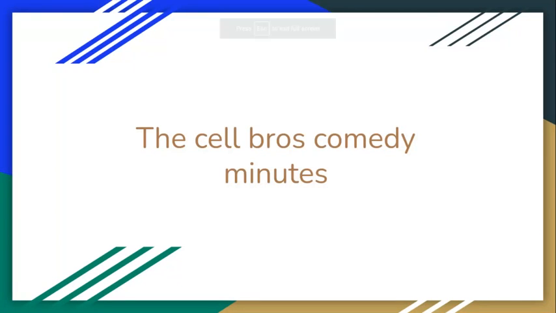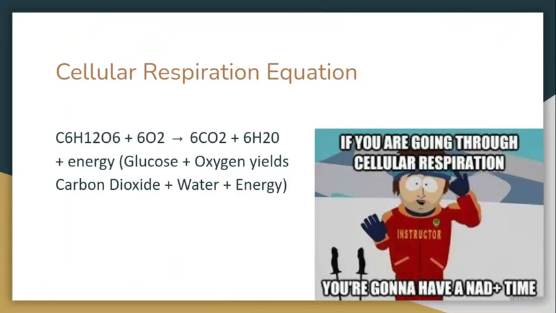Cell Bros Comedy Minutes. Cellular respiration equation. Glucose plus oxygen yields carbon dioxide plus water plus energy. If you're going to go through cellular respiration, you're going to have a NAD plus time.